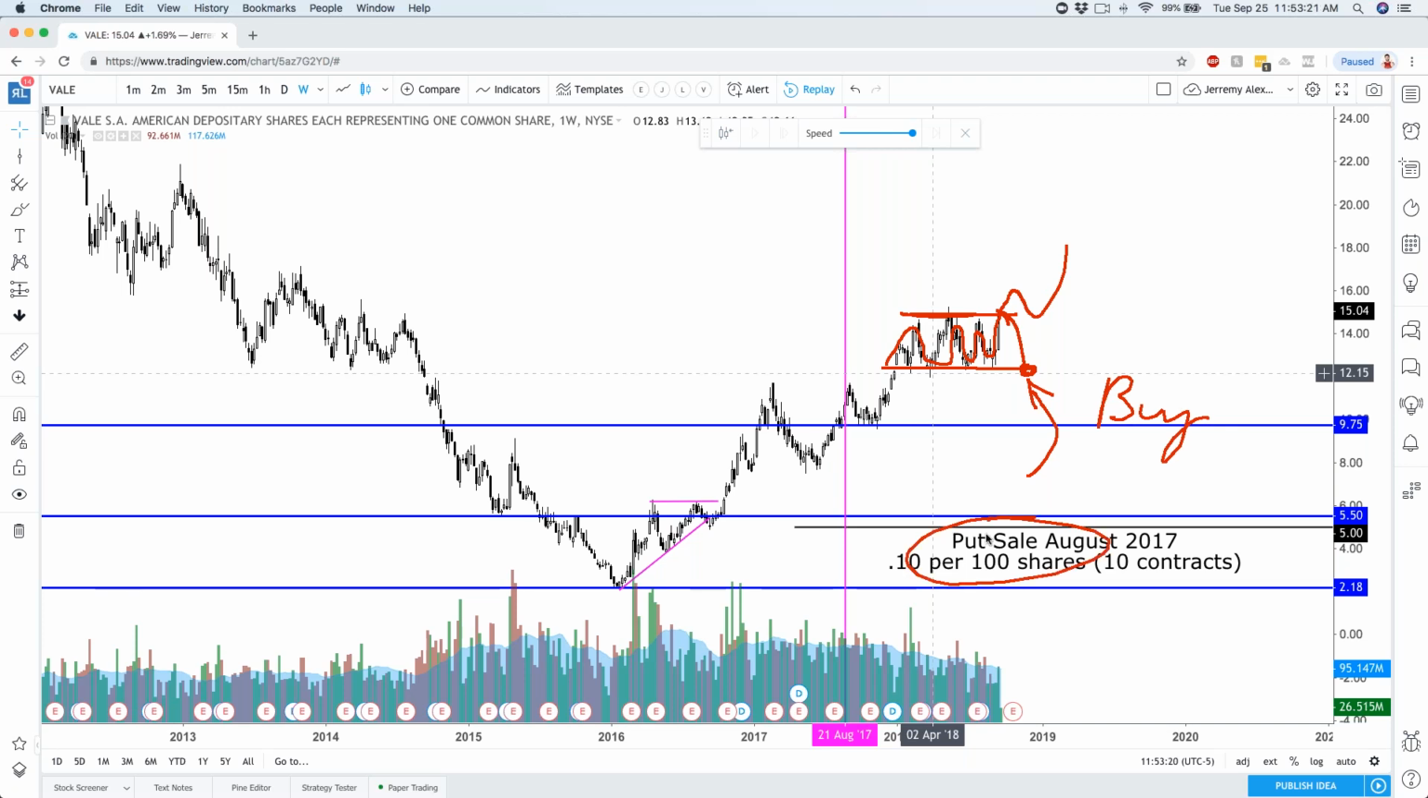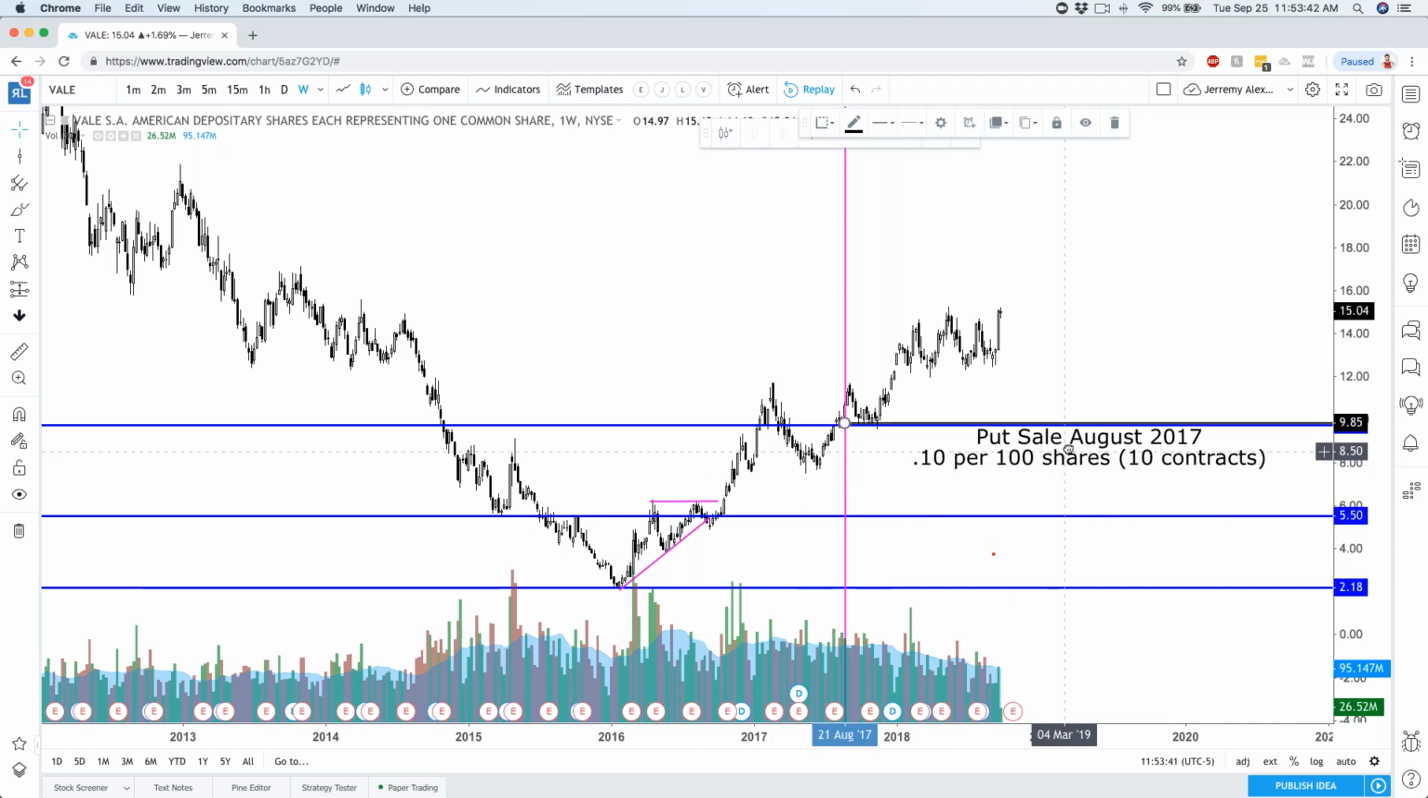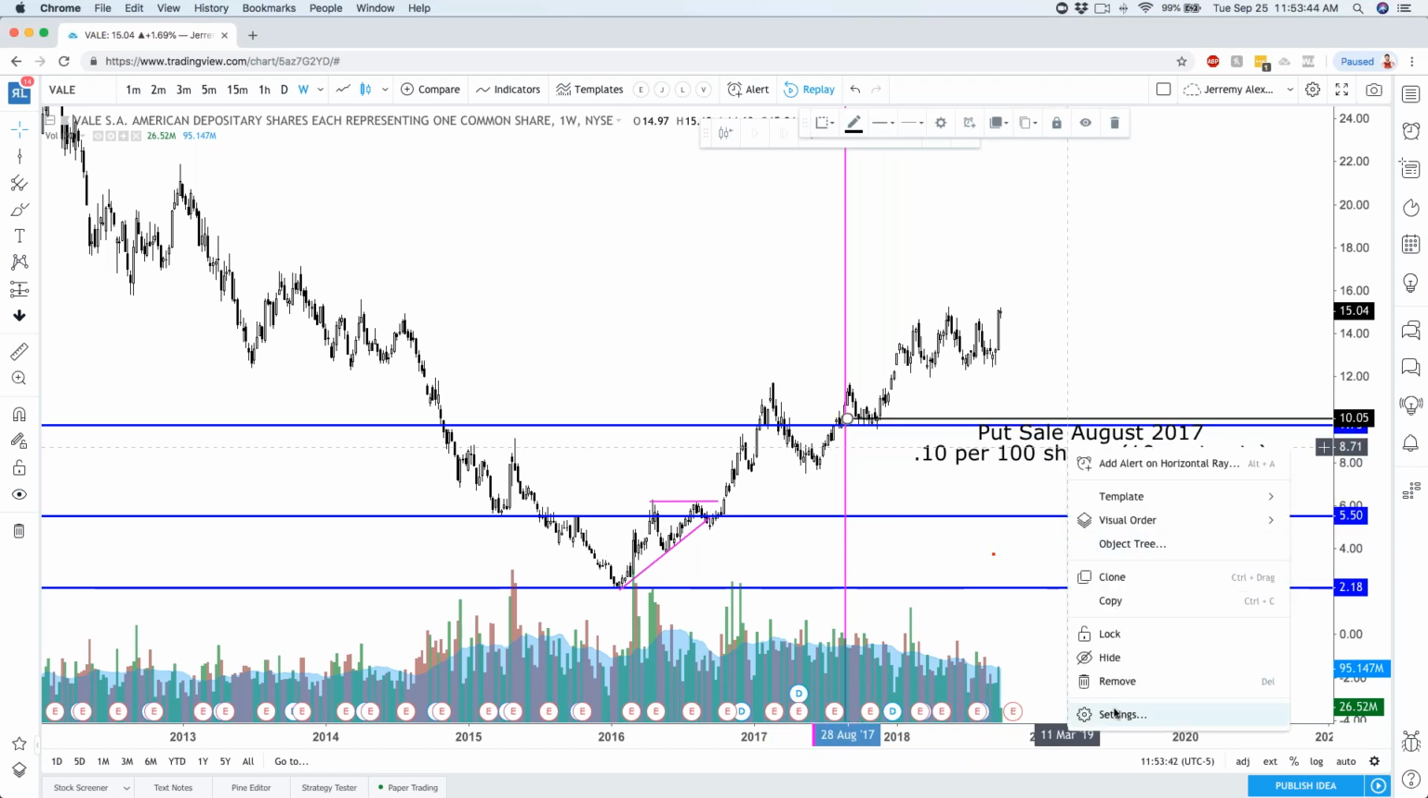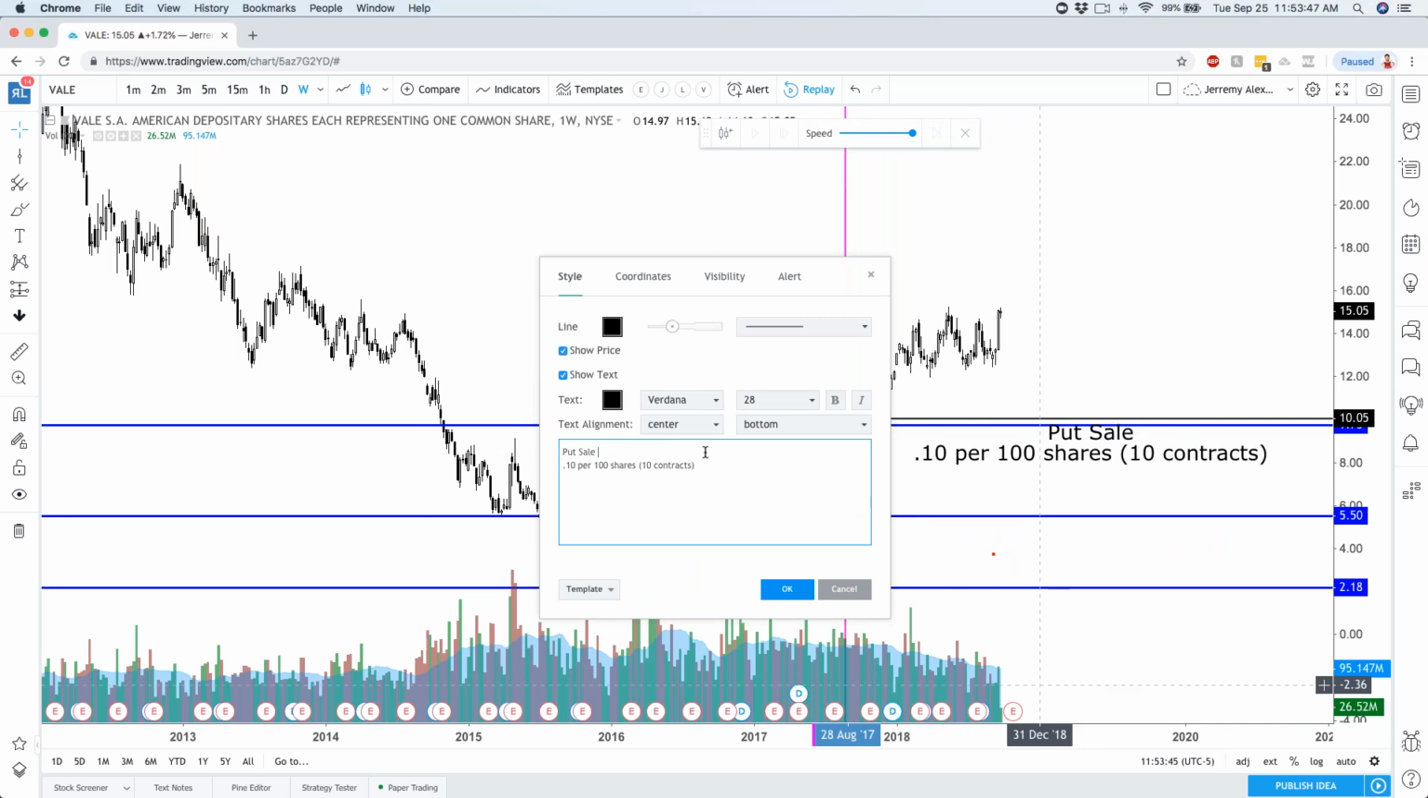In fact, we'll just go look at VALE right now and see what a $10 put sale for January would pay. There we go. So very similar to the strategy that we were just using on VALE. If I look at this and go, all right, wonderful, a $10 put sale for January 2019, we could get about 8 cents per share.